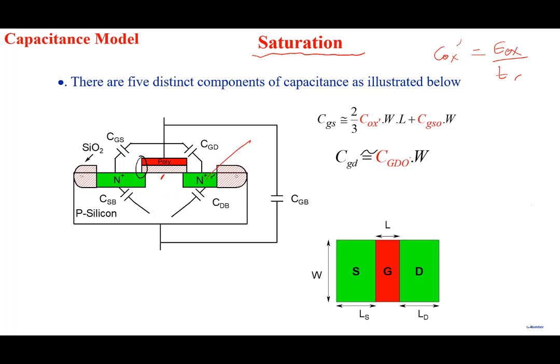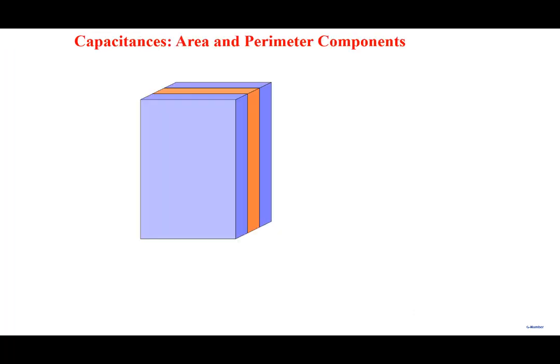Now the other ones are source to body and drain to body. Both of them are of similar nature. Both are N plus P PN junction capacitances. Both are like reverse bias capacitances here. But in the discussion, what you need to remember is the following.